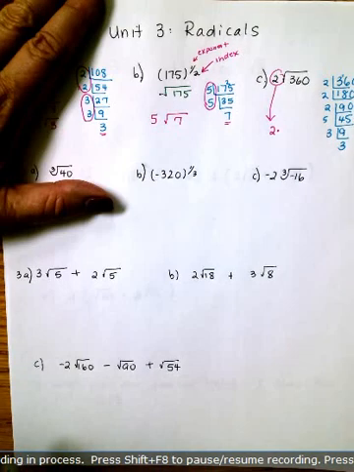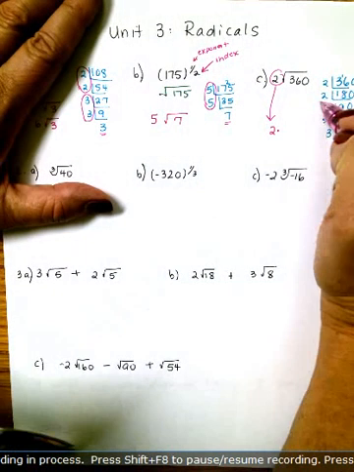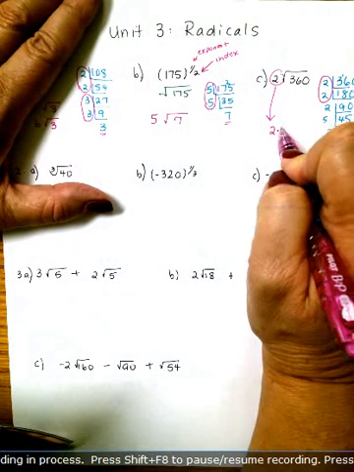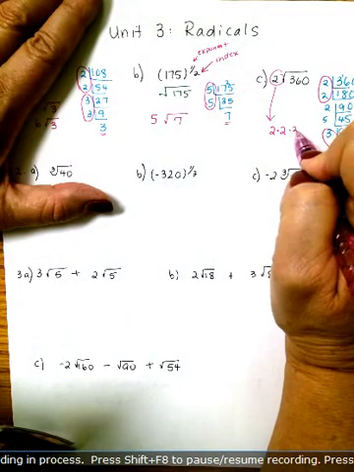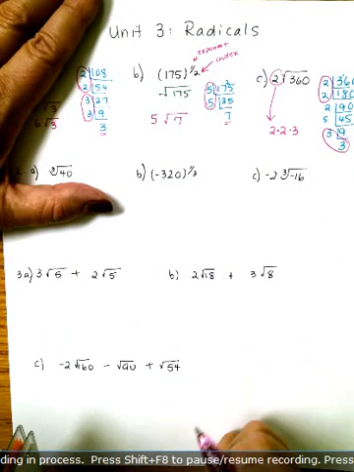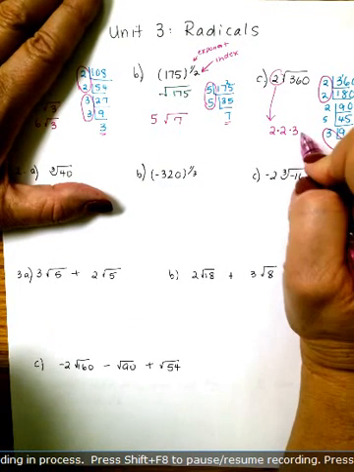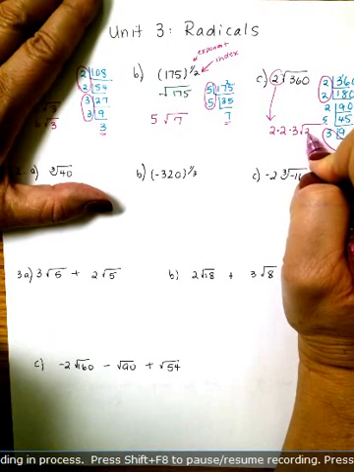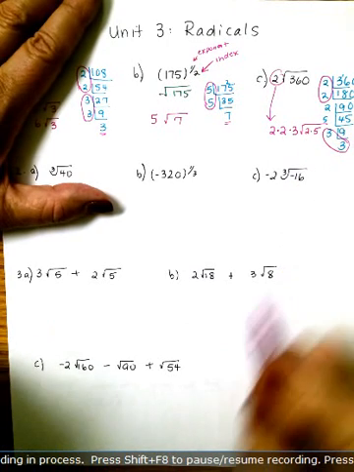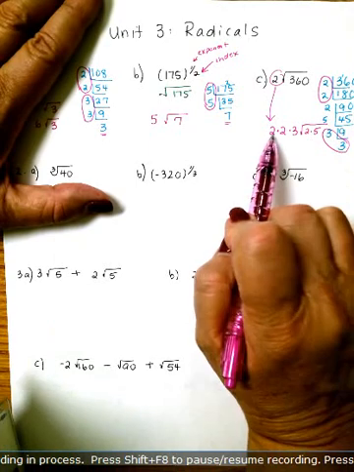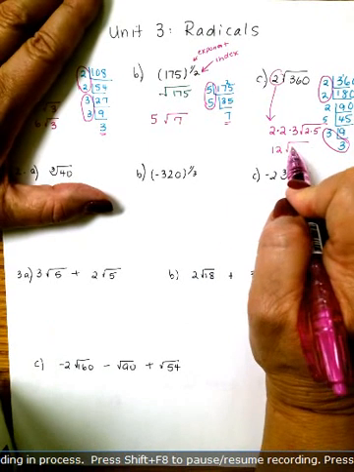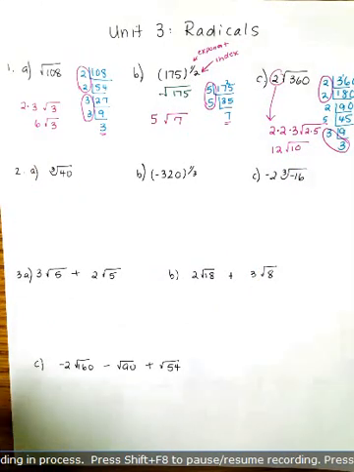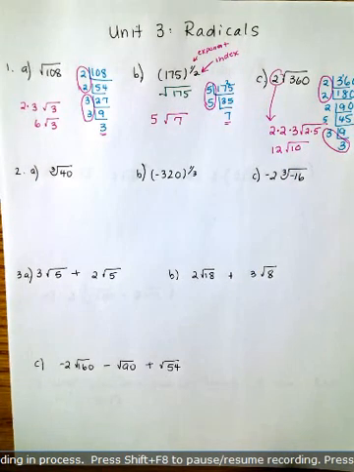So now this guy's got a little more coming out of my house. I have a pair of 2s here. He's going to come out. I've got a pair of 3s here. He's going to come out. So all of that comes out. These guys stay in. Again, whoever stays in gets multiplied back together as well. So now I have 2 times 2, which is 4, times 3, which makes 12. 2 times 5 makes 10. So 12 root 10 is my simplest form of my radical.